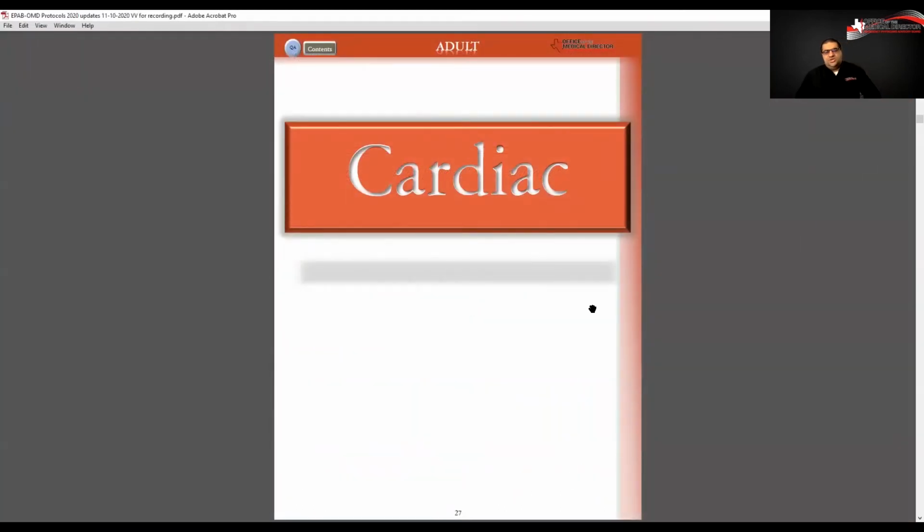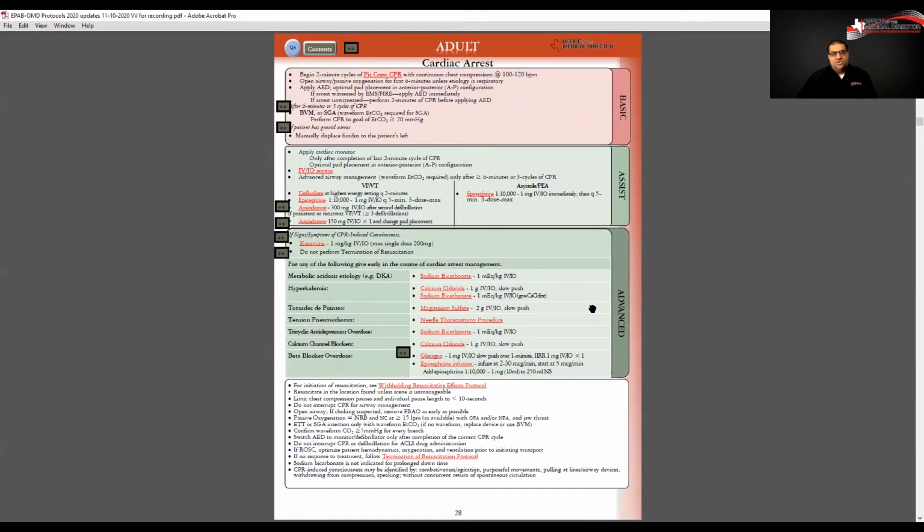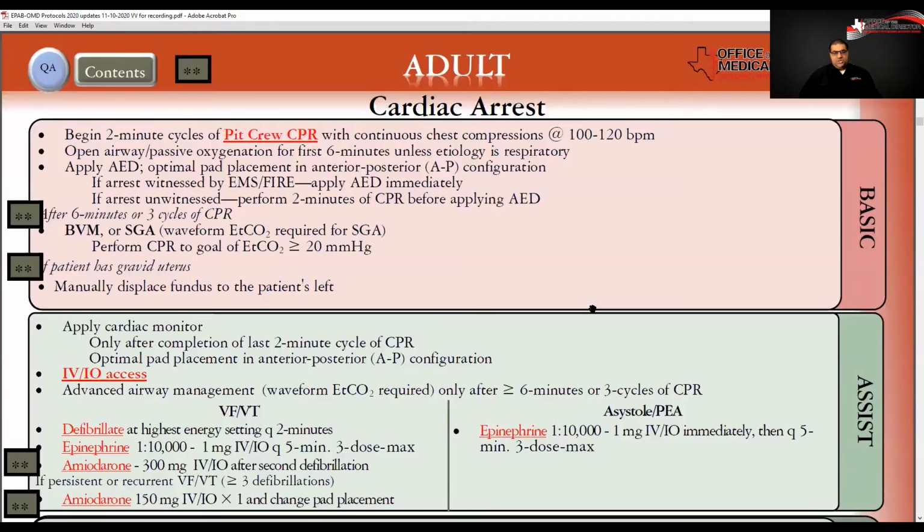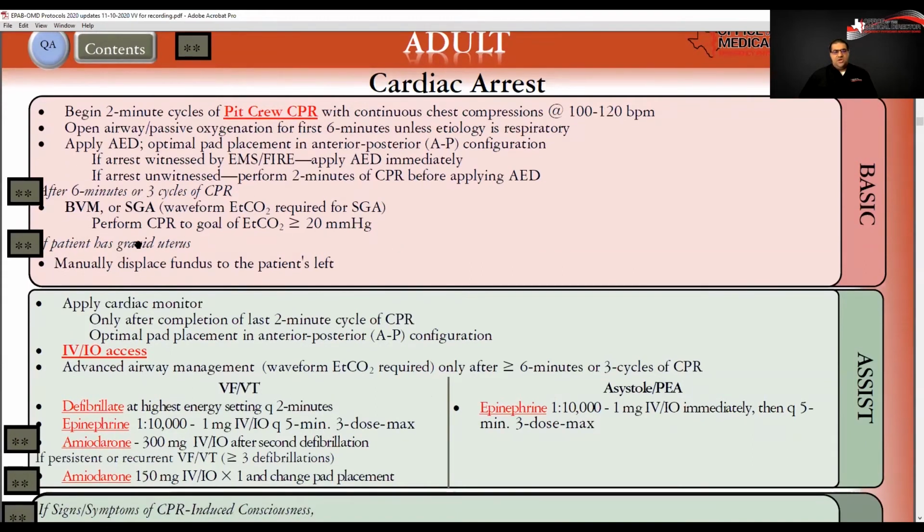All right, on to the adult cardiac section. So adult cardiac arrest, just a few changes. One, you're going to see this move away from the term King LT and just towards supraglottic airway, just to standardize the nomenclature throughout the protocols, but no real change to the medicine here. Another mention for patients with a gravid uterus, so large uterus in cardiac arrest, manually displace that fundus to the left side. You remove that pressure on the inferior vena cava, allow blood to flow back up and circulate.